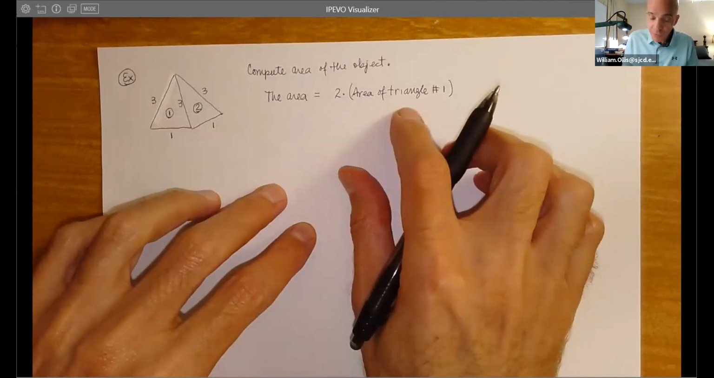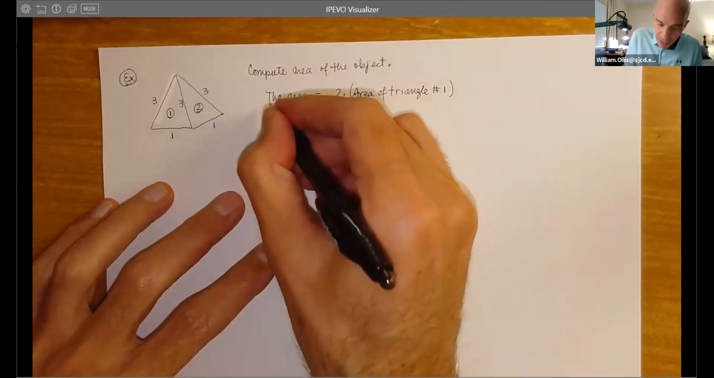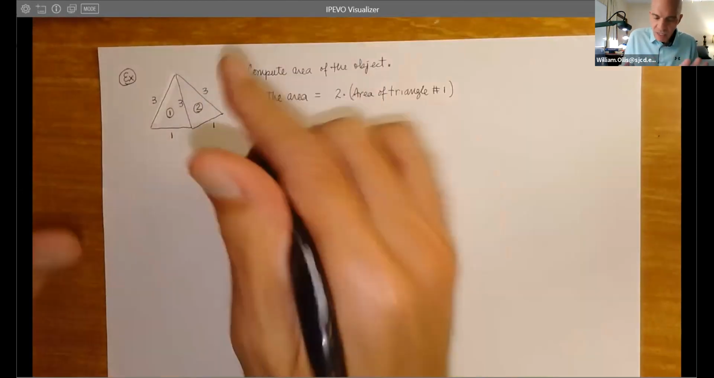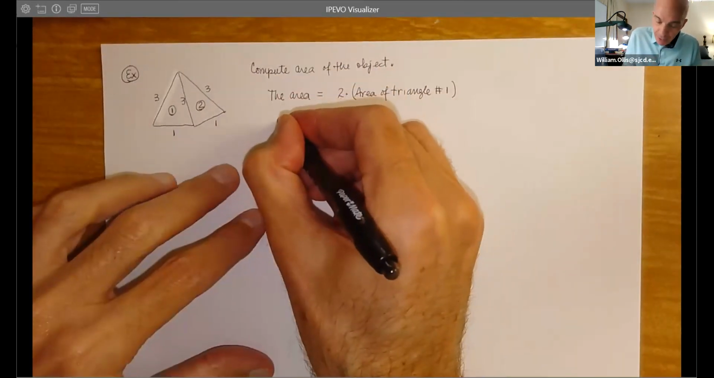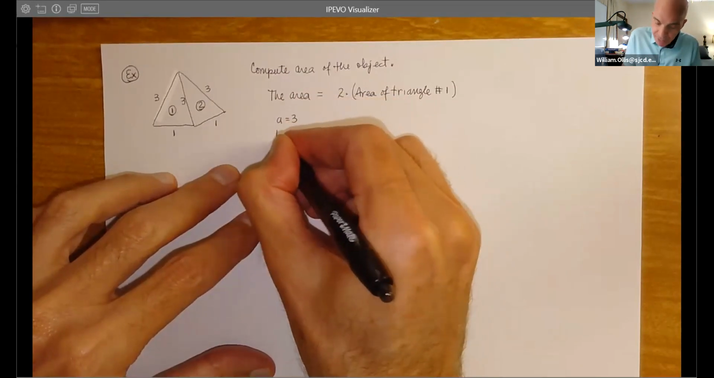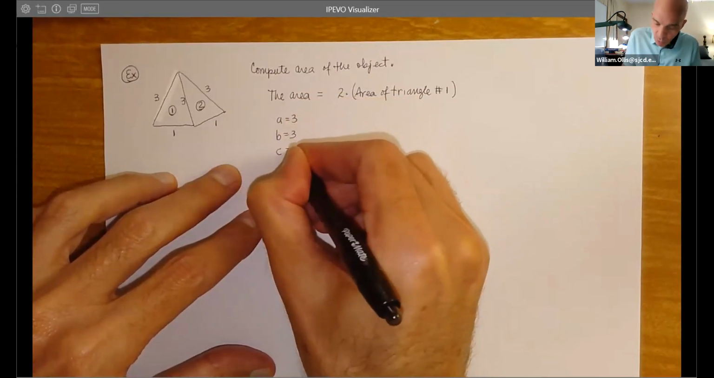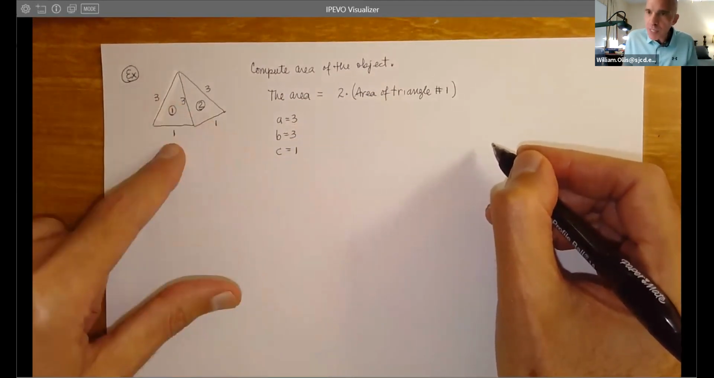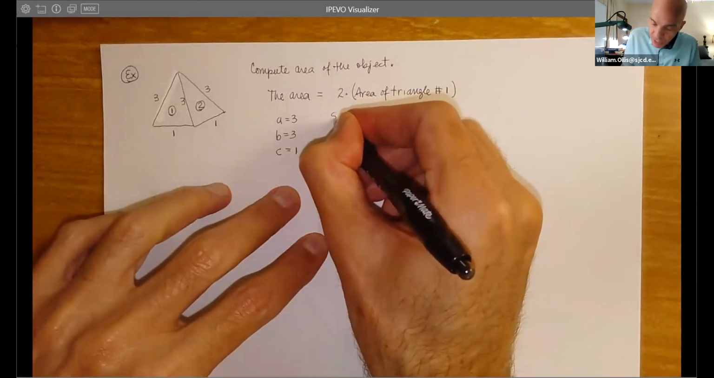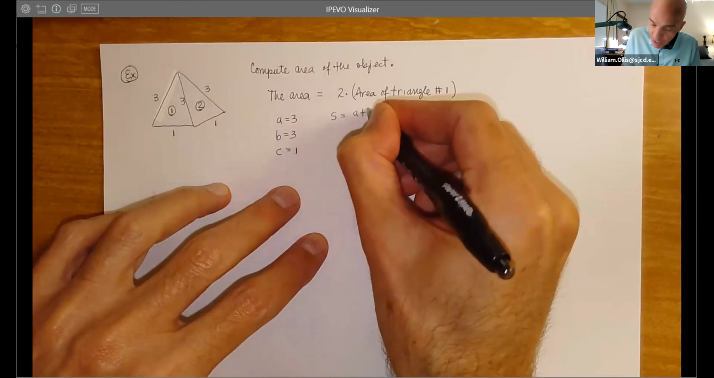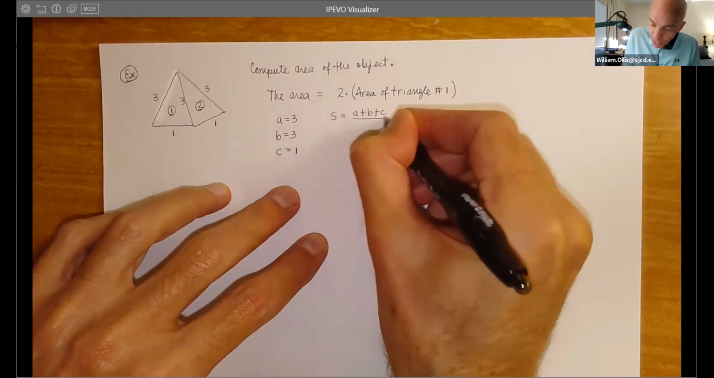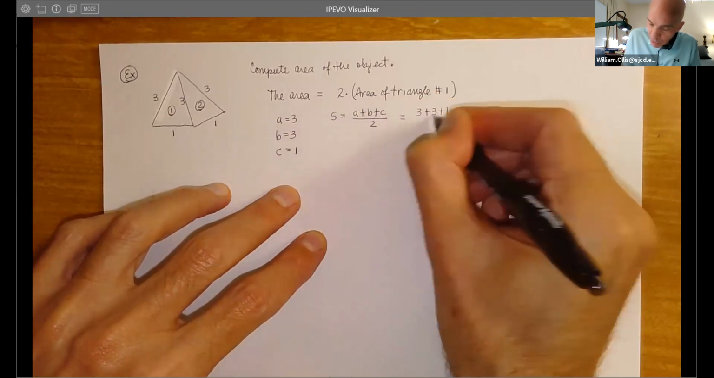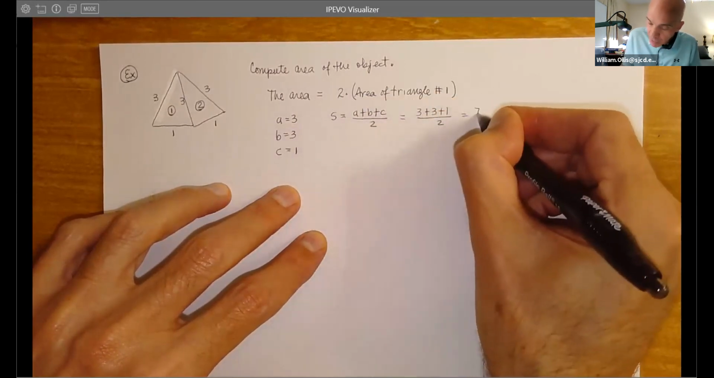So now let's just figure out the area, use Heron's formula. So now, and this is where you can be completely spontaneous. It doesn't matter. We'll just say that A equals 3. We'll say B equals 3 and C equals 1. It doesn't matter. I mean, again, you can label these however you like. And now let's compute the semi-perimeter. This will be A plus B plus C divided by 2. So we get 3 plus 3 plus 1 divided by 2, which is 7/2.